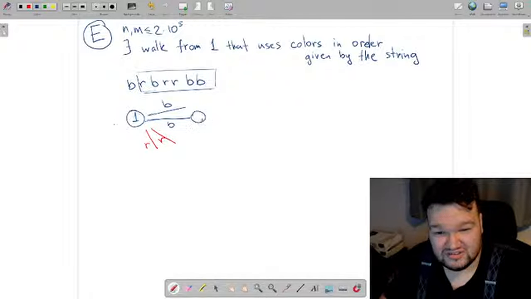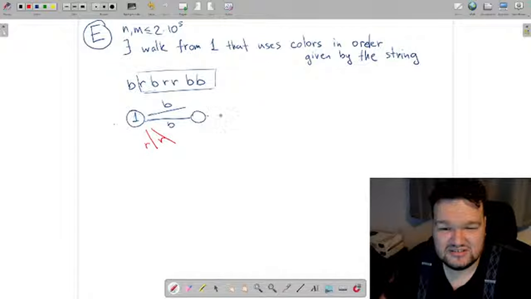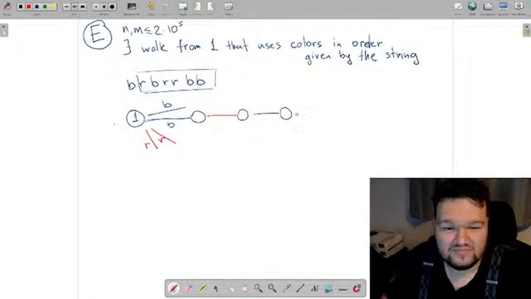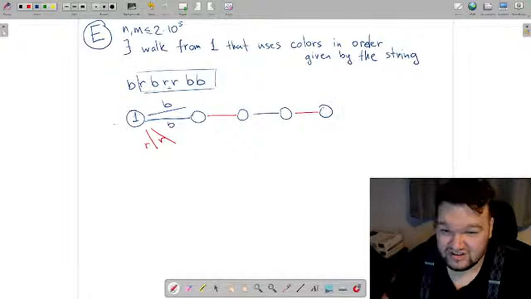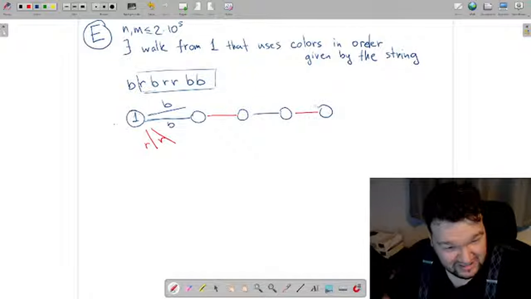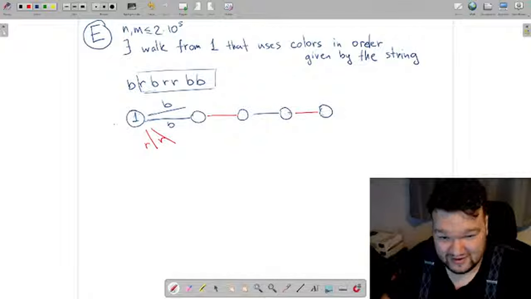Right, so we continue going. So now we need to choose a red edge, then a blue edge, then a red edge. So let's draw some sequence. Blue, then red. But then we want to use a red edge again. And we definitely know that from this vertex there is a red edge going back.